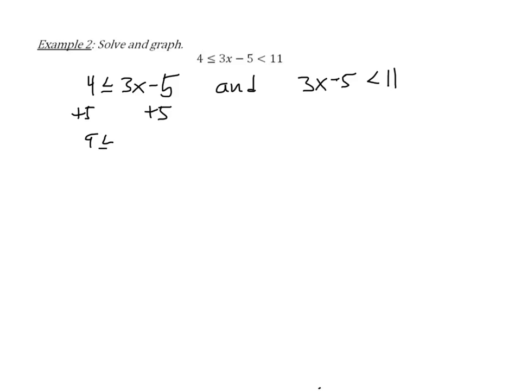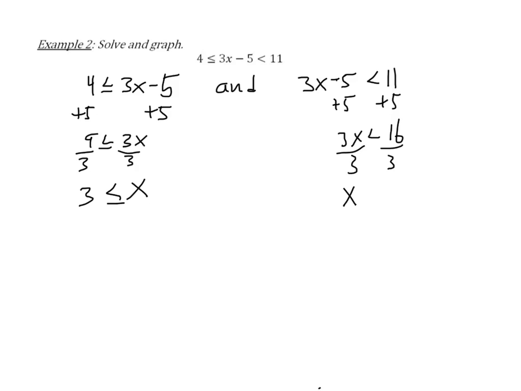Add 5. 9 is less than or equal to 3x. Divide by 3. And we've got our answer just like we did before. Here, let's go ahead and add 5. 3x is less than 16. Divide by 3. And x is less than 16/3. All right. So again, the key is split into two inequalities like this with an and. Then solve both of them separately. And we will end up with our solution here.